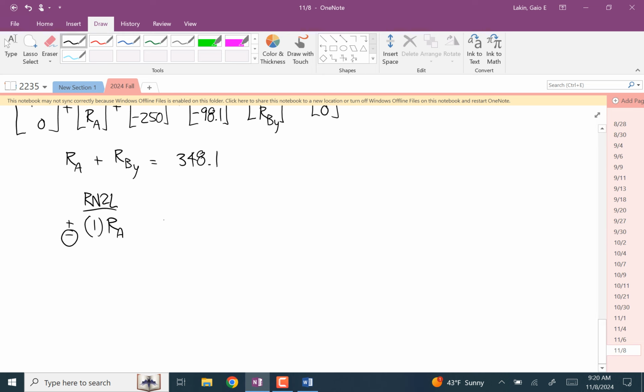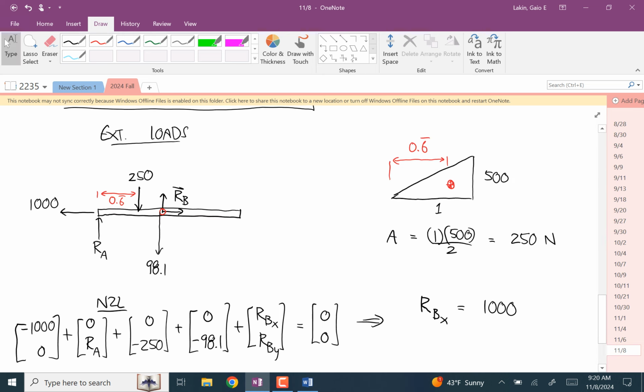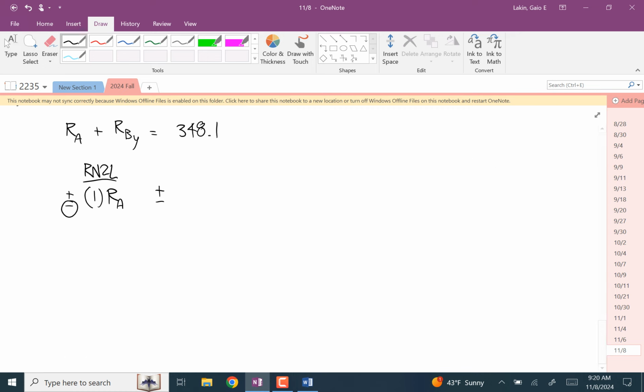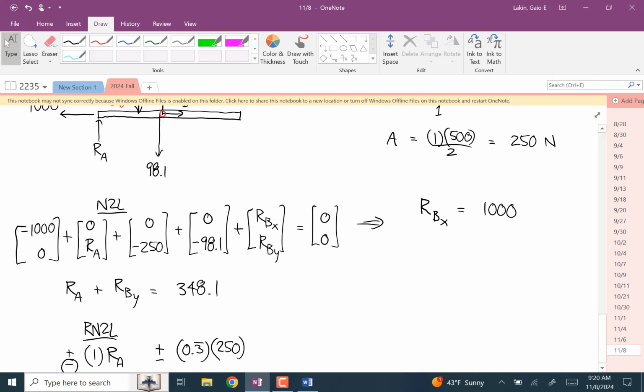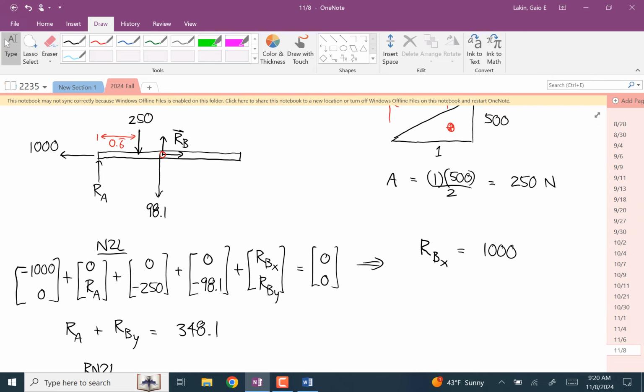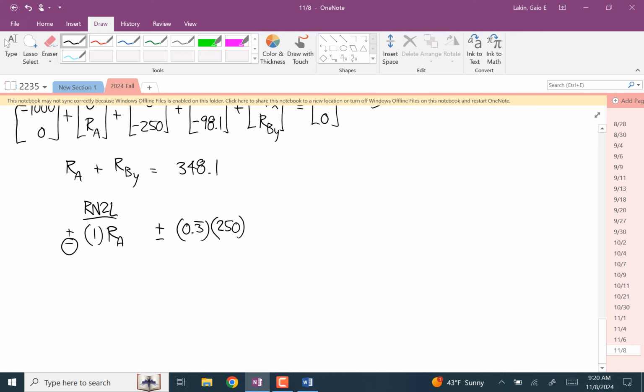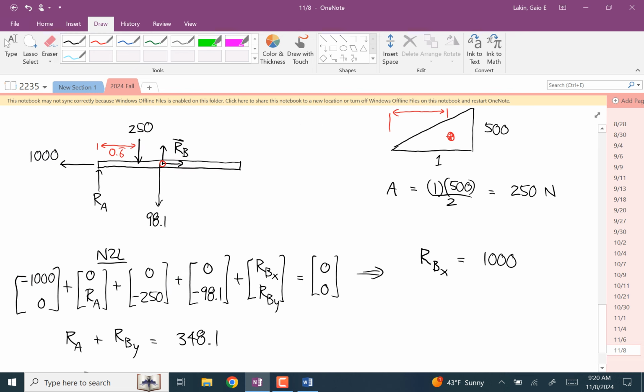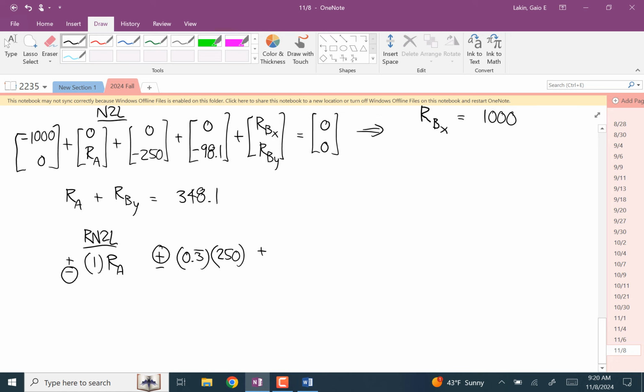Then we got the 250. What's the moment arm of the 250 around the center? 1/3, yep. And the force is 250. And would that force make it rotate clockwise or counterclockwise? Counter, so we'll take the plus. And then we have the weight force. That's no moment arm, so this one goes away.